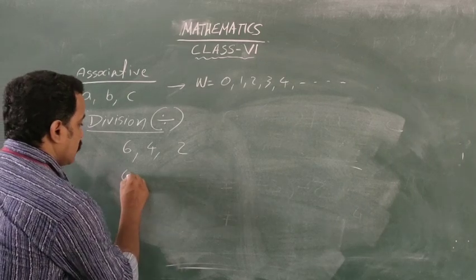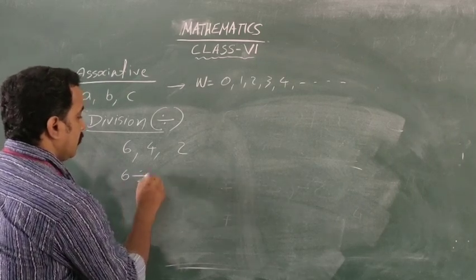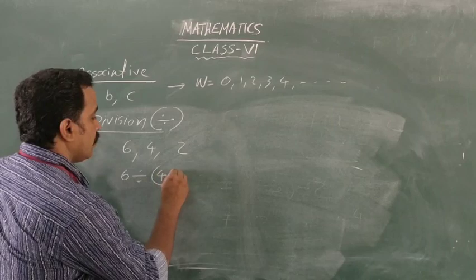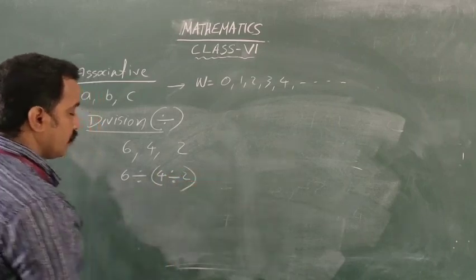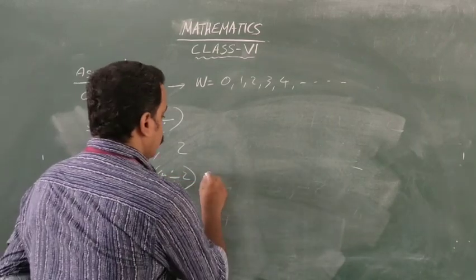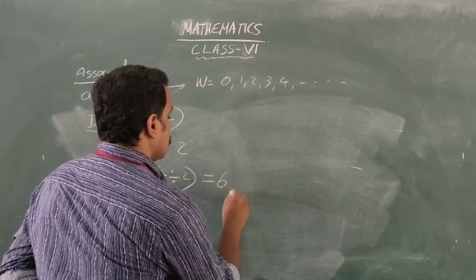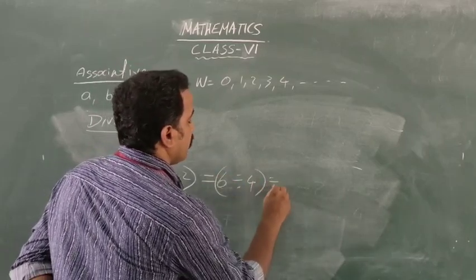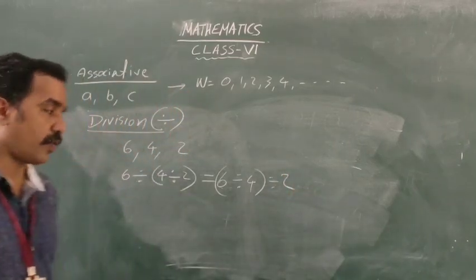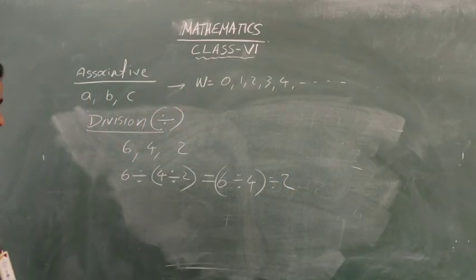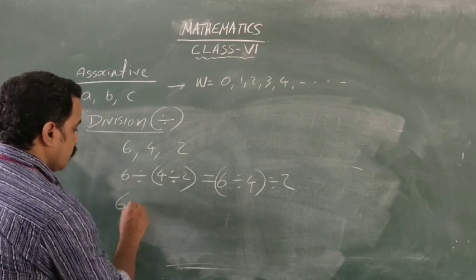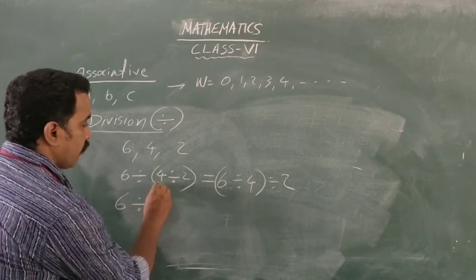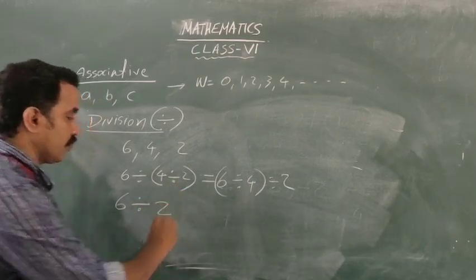Let us check how can we divide this. See, 6 divided by 4 divided by 2. Whether it is equal to 6 divided by 4 divided by 2 or not. How can we check this? First inside the bracket. So 6 divided by 4 divided by 2 is 2.